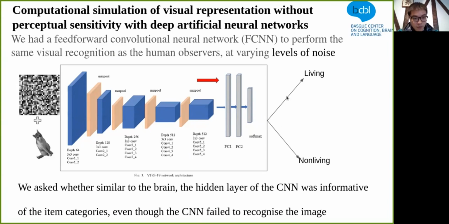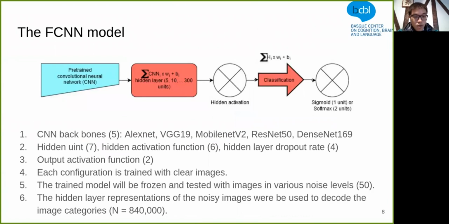We stripped the last few fully connected layers of the pre-trained CNN model, and then we added 2 new fully connected layers. We first froze the convolutional layers and trained the newly added layers to categorize the images used in the fMRI experiment with clear backgrounds. After training, all the model weights were frozen, and then we tested the trained models with images that added various levels of Gaussian noise. In the meantime, the hidden layer representations of the noisy images were used to decode the image categories by a linear classifier.